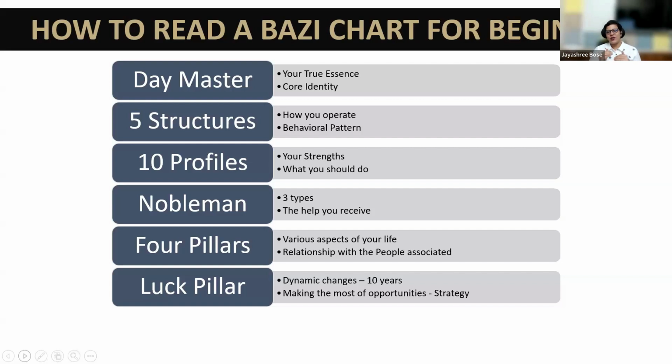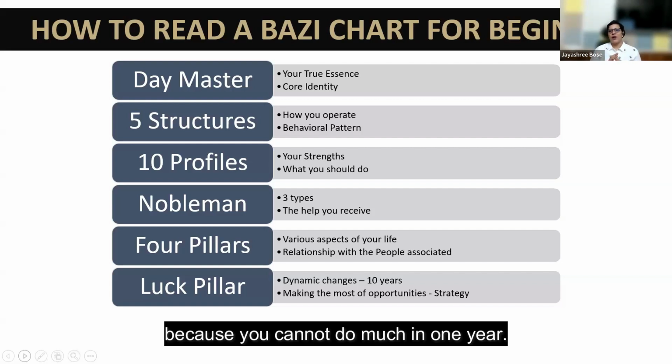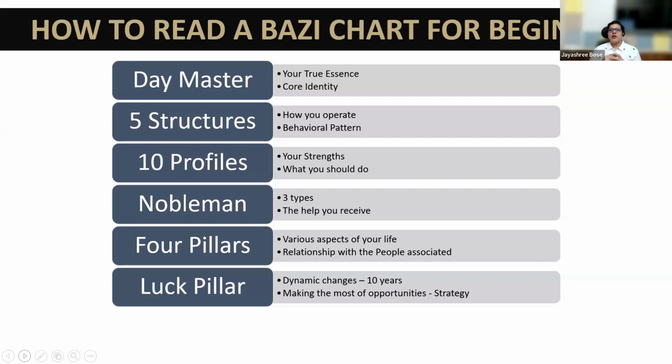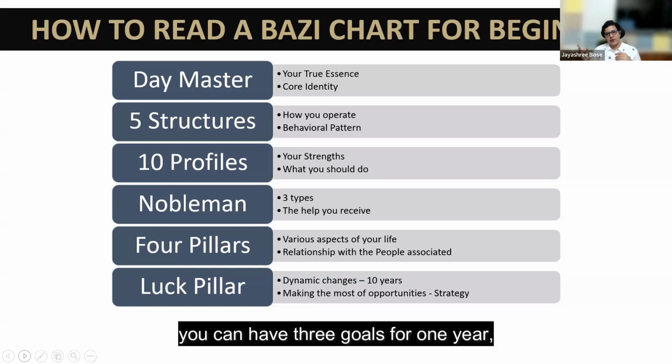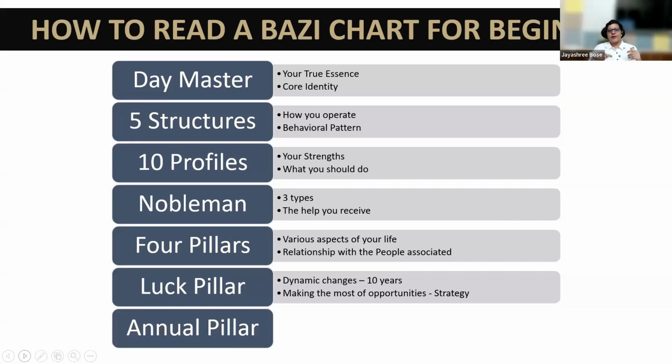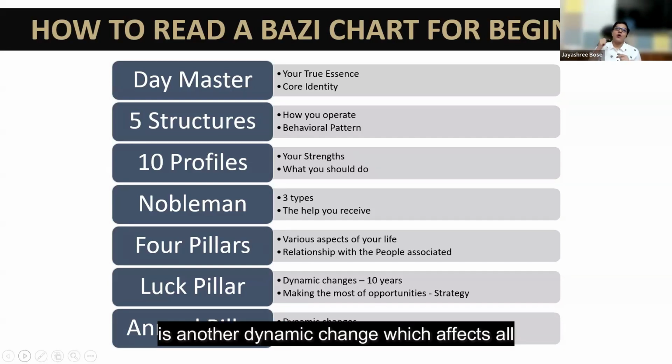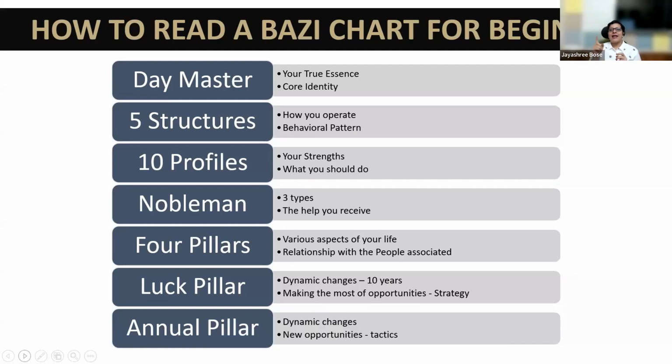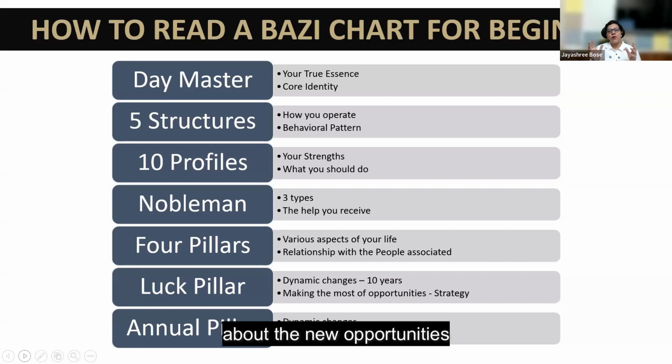One year is short term, because you cannot do much in 1 year. At the most, you can have 2 goals. If you are a high achiever, you can have 3 goals for 1 year. You cannot have 10 goals for 1 year, it's not achievable, not doable. Then you'll average on everything. Now the annual pillar is another dynamic change which affects all the pillars. The annual pillar is just for 1 year, and it tells you about the new opportunities or the challenges that you are going to face for that particular year. So the annual pillar is the tactics.